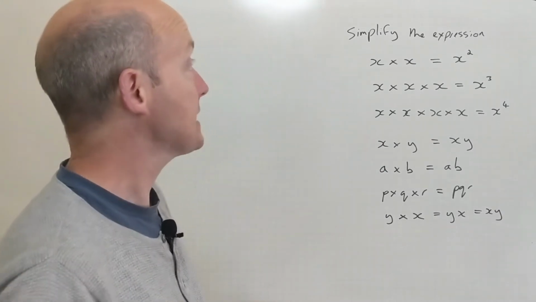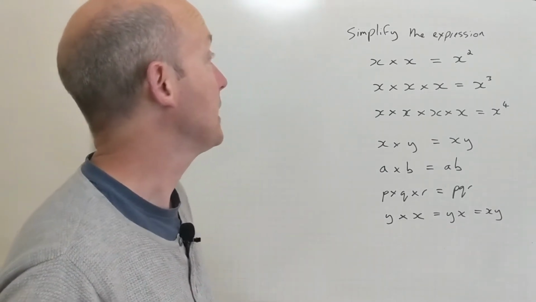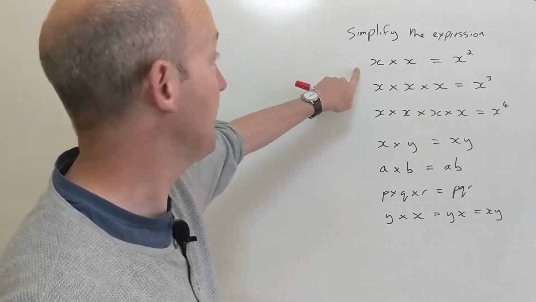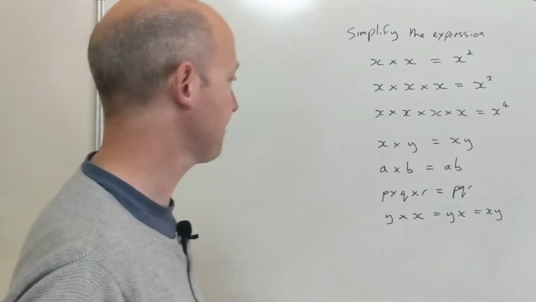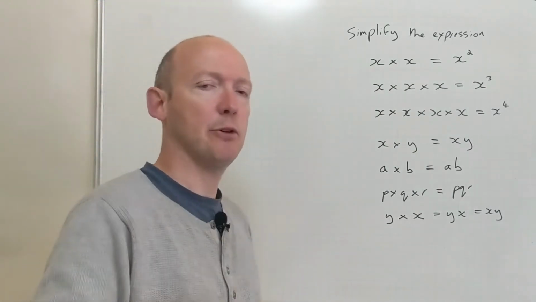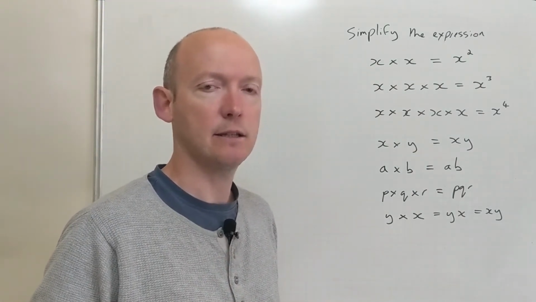Right, so there we go. So that's how we simplify expressions by multiplying. If we count the number of times we see that thing, that becomes the power. Right, a few more examples to do, but I'll clear the board off, so I'll be back in a second.